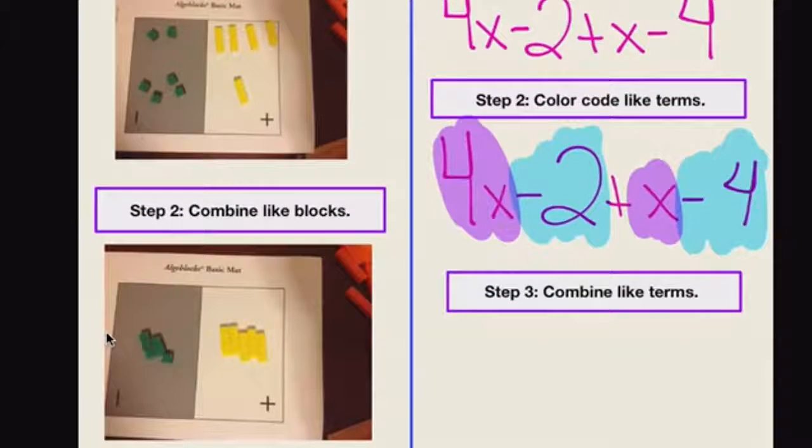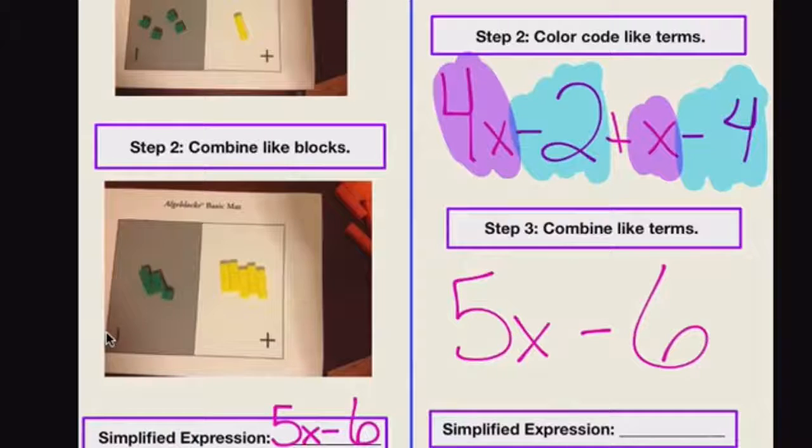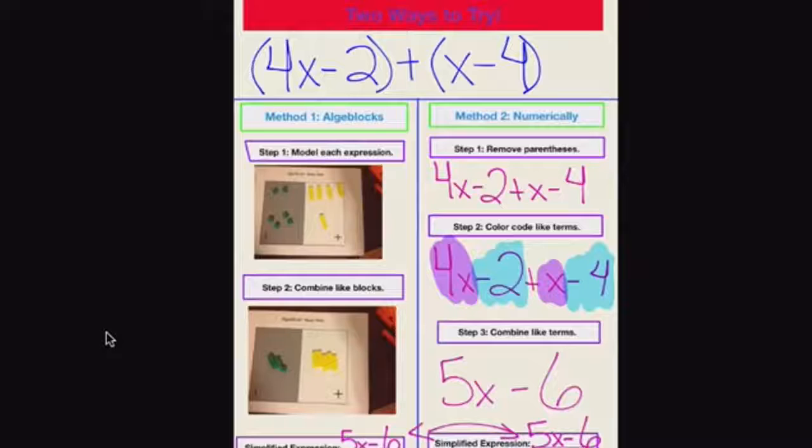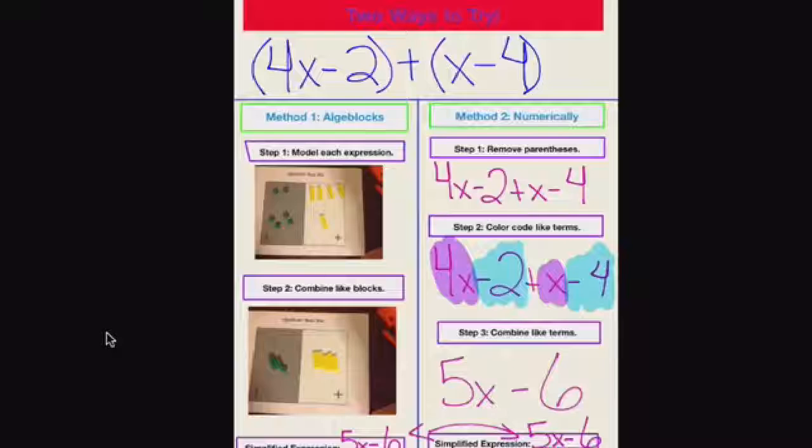Okay, combine your like terms. 4x plus x is 5x, minus 2 minus 4 is minus 6. So I can say our simplified expression is 5x minus 6. And again, you can see we've got the same answer using both methods. All right, this is the end of part 2 of adding and subtracting linear expressions. Please be sure to ask your teacher for help if you have any questions, because as we continue, it's going to be getting a little bit more challenging.